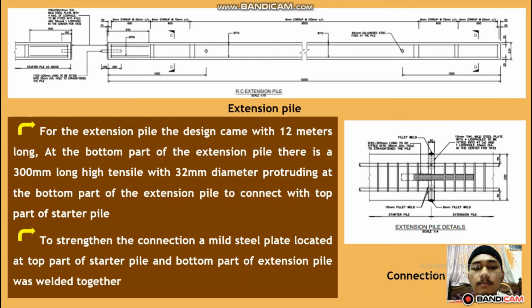At the bottom part of the extension pile, there is a 300 mm long high tensile bar with 32 mm diameter protruding to connect with the top part of the starter pile. To strengthen the connection, a mild steel plate located at the top part of the starter pile and the bottom part of the extension pile will be welded together.